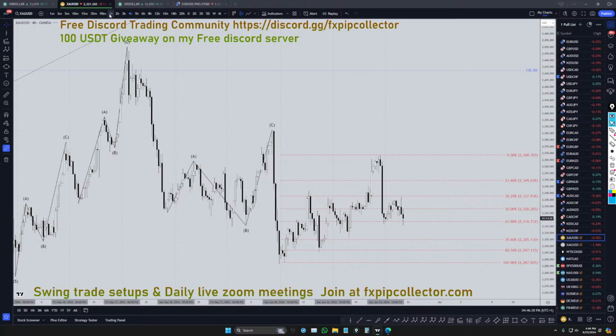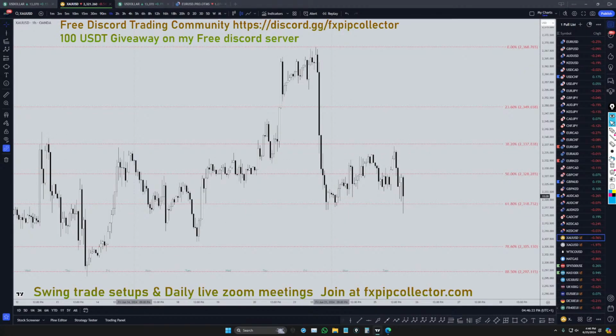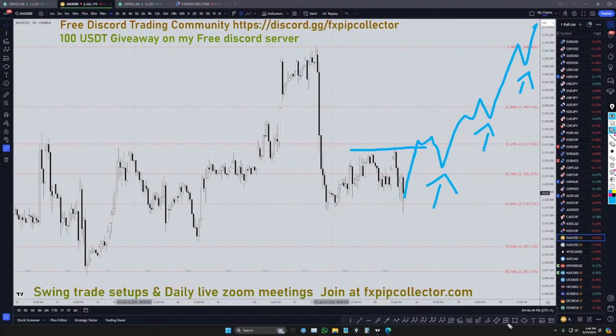Now, don't get me wrong, I definitely would not try to go long now. But if it does turn up, if it does break structure, then that would turn me into a buyer at the end of the next pullback. I wouldn't go long at the break of structure, but I definitely would look for longs at the next pullback for the continuation of the uptrend.